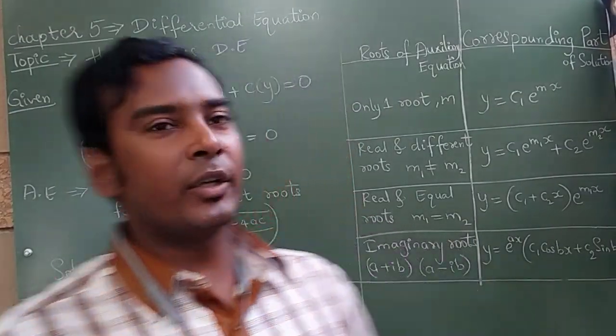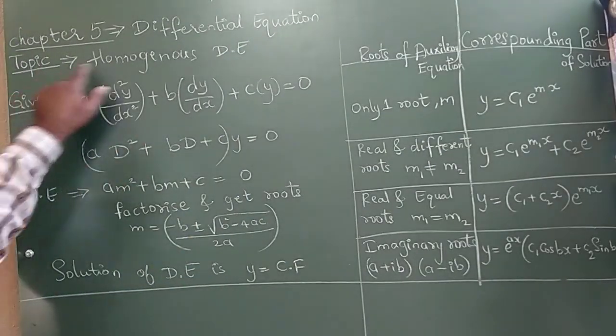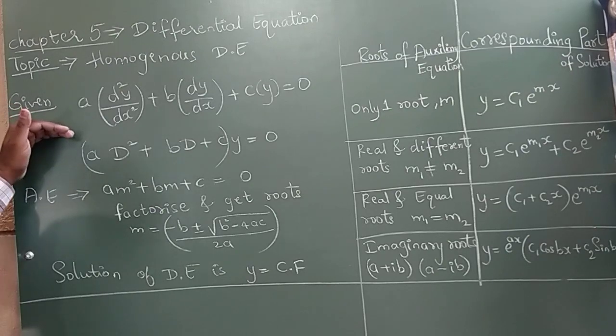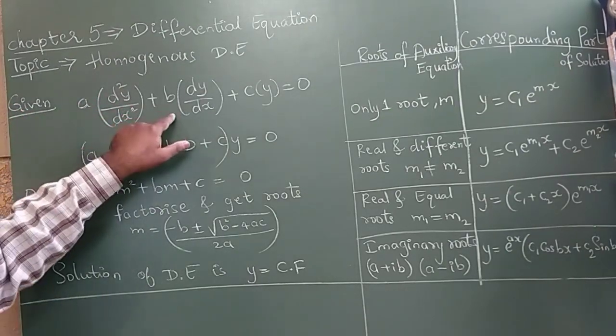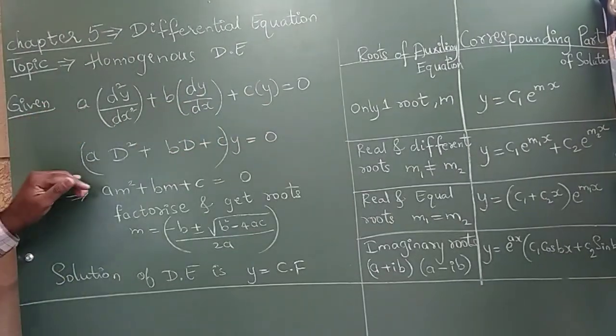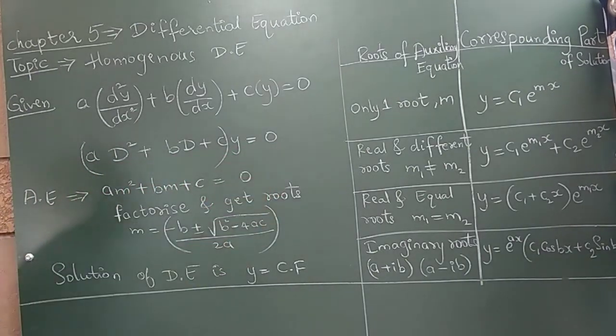So today I am going to teach chapter number 5, that is differential equation. In that, the topic is homogeneous differential equation. The question given will be a d square y upon dx square plus b dy by dx plus c into y is equal to 0. So it can be written as (a d square plus b d plus c) of y is equal to 0.